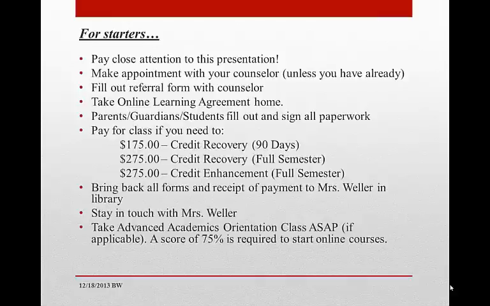The first thing you're going to want to do is fill out a referral form with your counselor. After that is complete, you're going to need to take a copy of the online learning agreement home to your parents and guardians. That will be provided to you by your counselor. Once you go home, your parents, guardians, and you need to fill out all of the paperwork and decide which one of those classes you want to do.